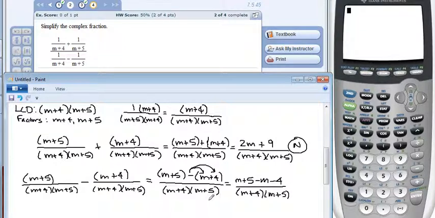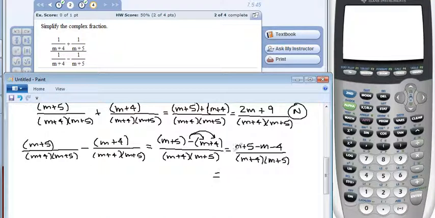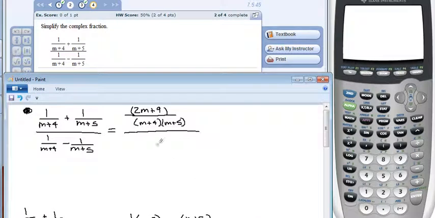Okay. Now I'm going to combine like terms. I've got m minus m for 0 m's, and I've got 5 minus 4 for 1. And this is my denominator. That goes up here. All right, so now I have a solid fraction divided by another solid fraction.